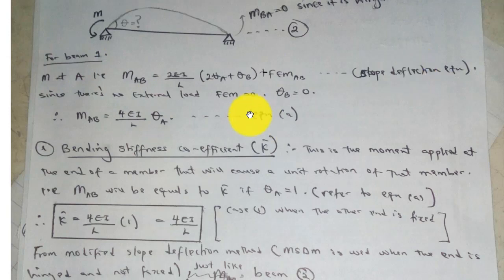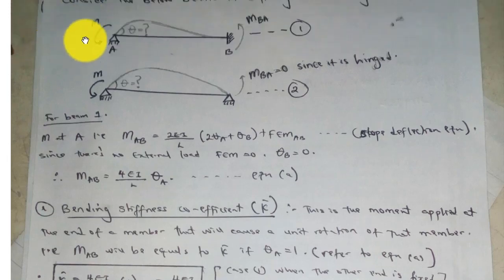After that, we can now go to the definition of the terms. The first term we have here is the bending stiffness coefficient, represented as K bar. As I said, this is the moment applied at the end of a member that will cause a unit rotation of that member. The moment we applied here is the externally applied moment M, and this moment M will cause a rotation. We don't know the value of that rotation, so we'll just call it theta. Theta can be 1, it can be 2, it can be whatever. If this theta is 1, what is the value of this M we apply here?